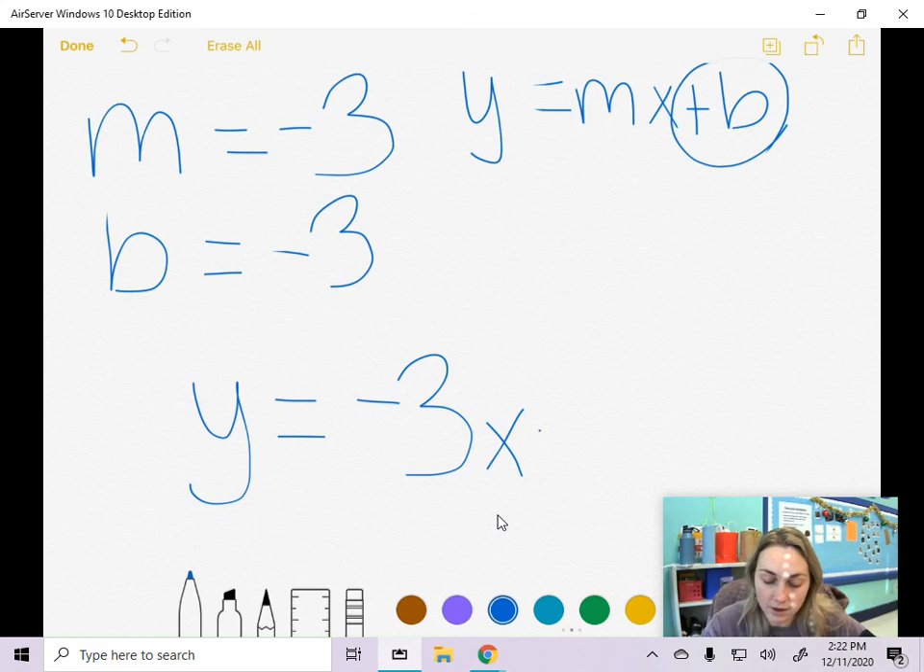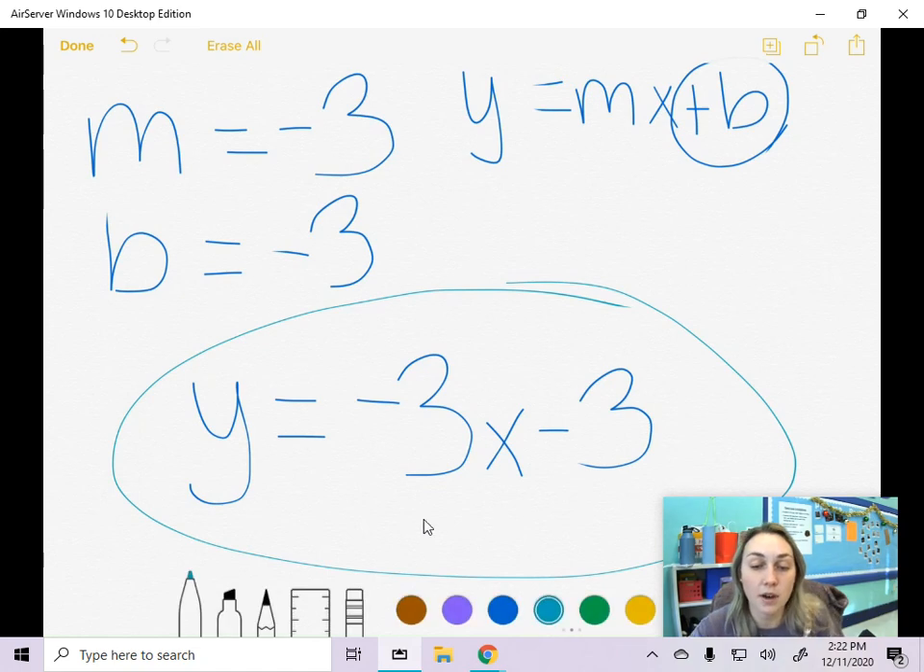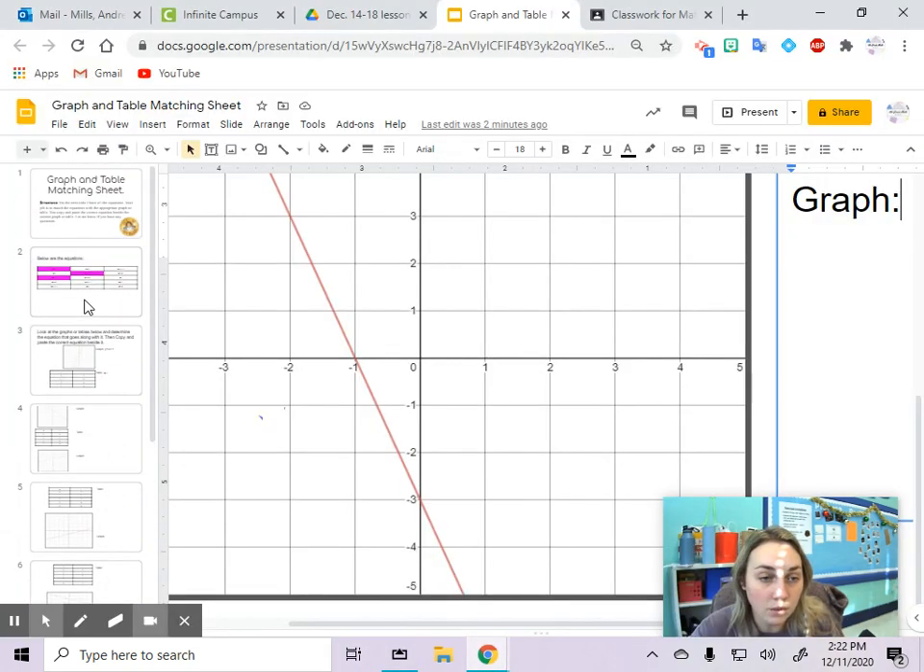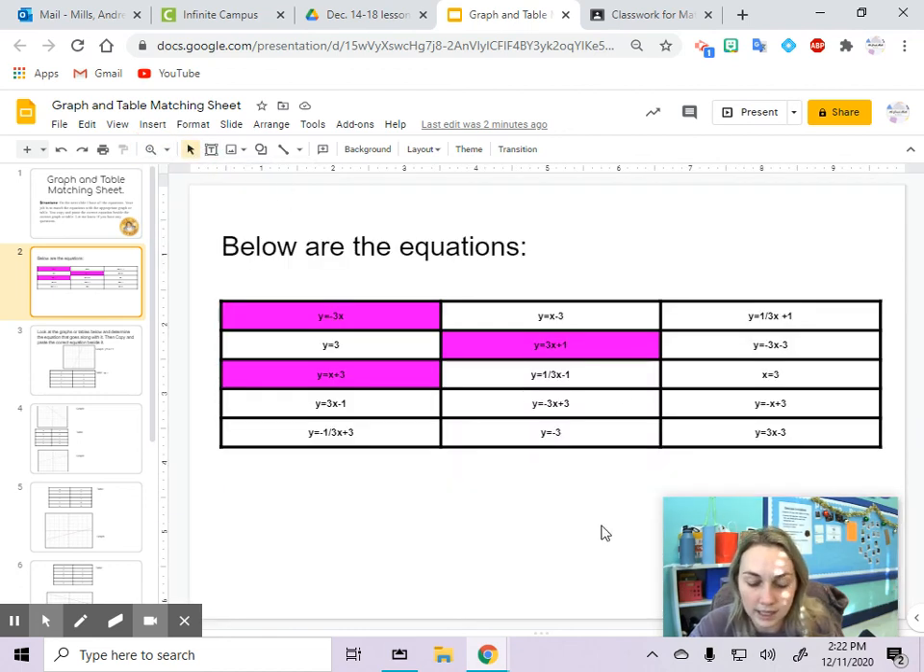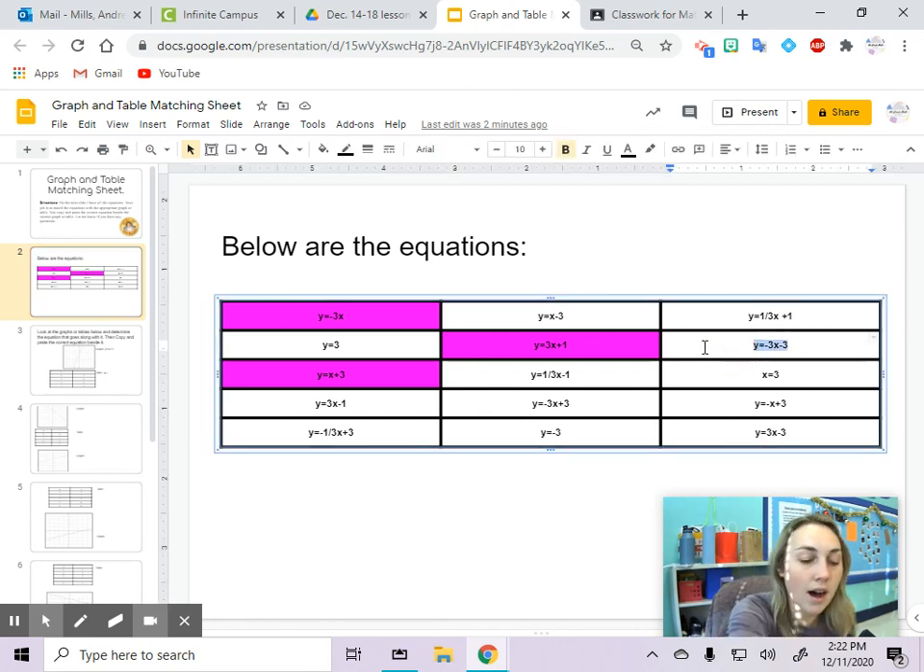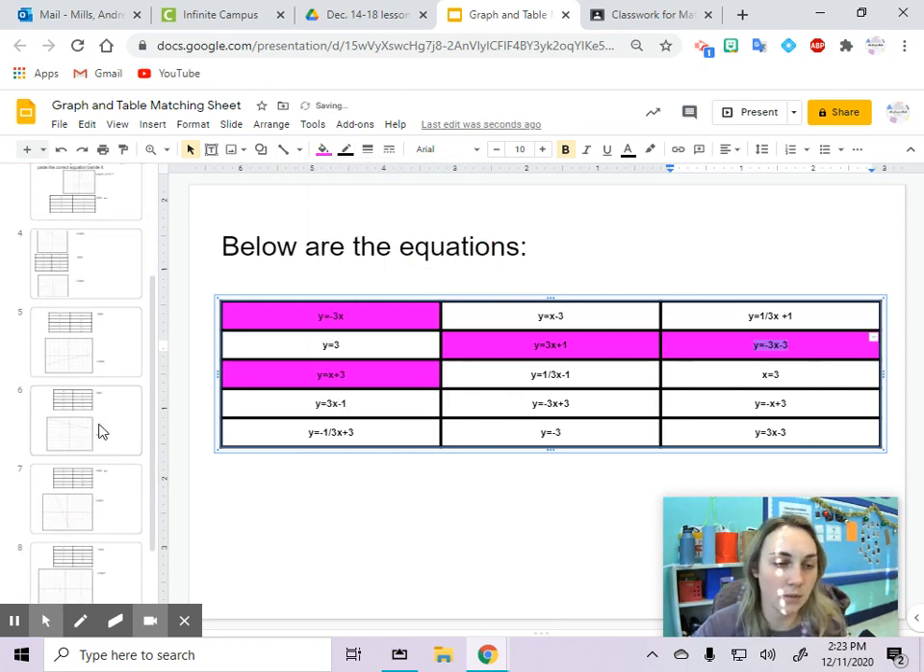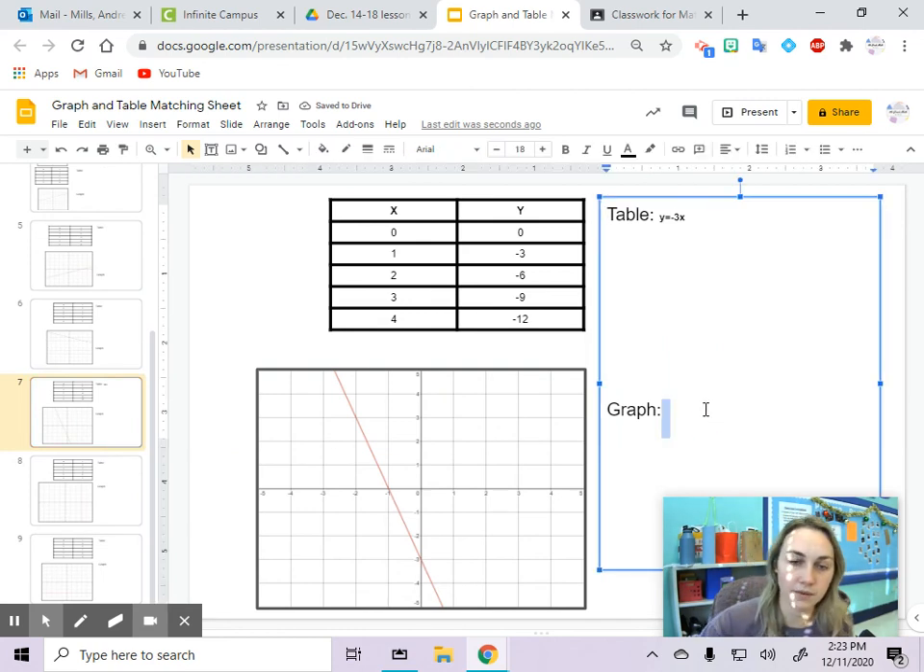-3 is our b, so I'll go ahead and put in -3 right there, and that is going to be our answer. So now I need to go back to here and find which one of these is -3x minus 3. Well, if I'm looking, we have it right here. So I'll copy that equation, and I fill it in, and I will put it on the correct graph. All right, guys, that's all this is. It's just finding the slope and finding the y-intercept and putting it into the slope-intercept form correctly.